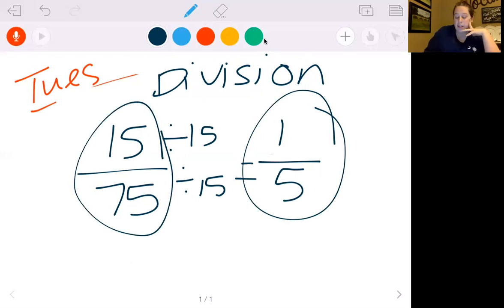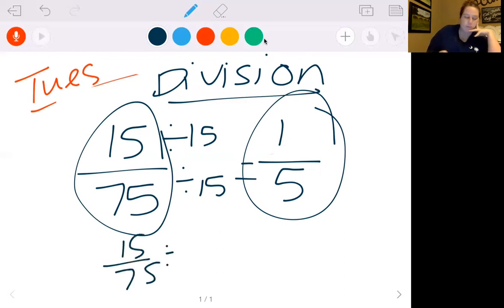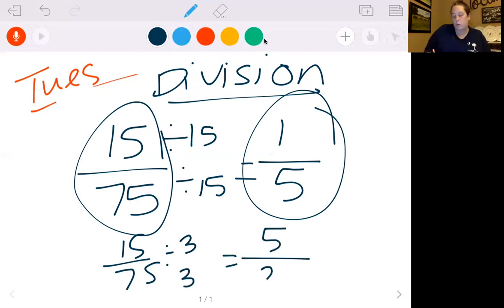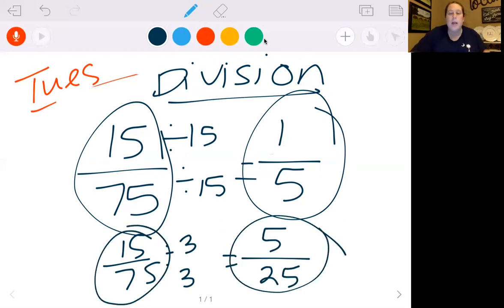So this number and this number are equivalent. The only thing different is we divided instead of multiplied. If we did 15/75 and we divided each one by 3, 15 divided by 3 is 5. 75 divided by 3 is 25. So that's equivalent. That's equivalent. The only thing I want you to make sure you know here is that you have to do the top and bottom by the same number, okay?